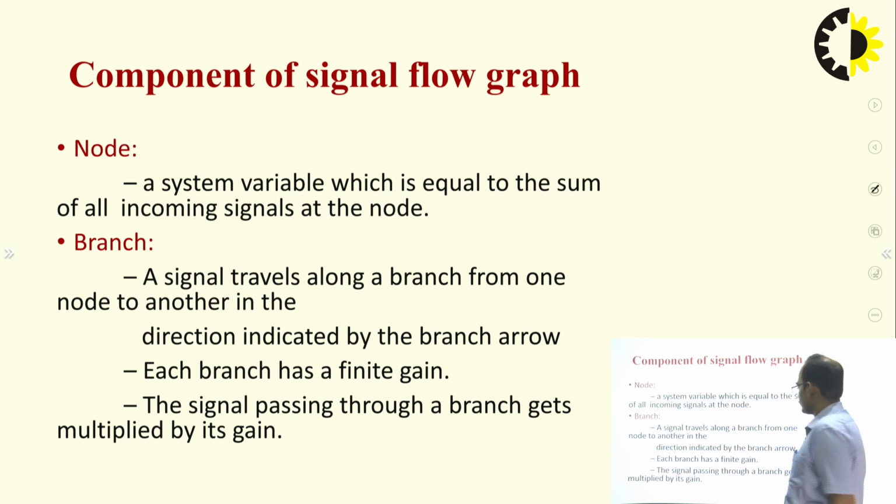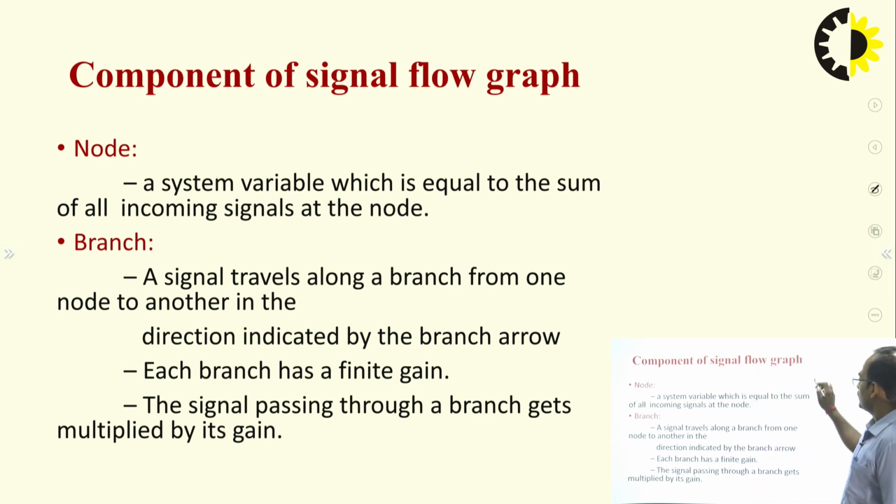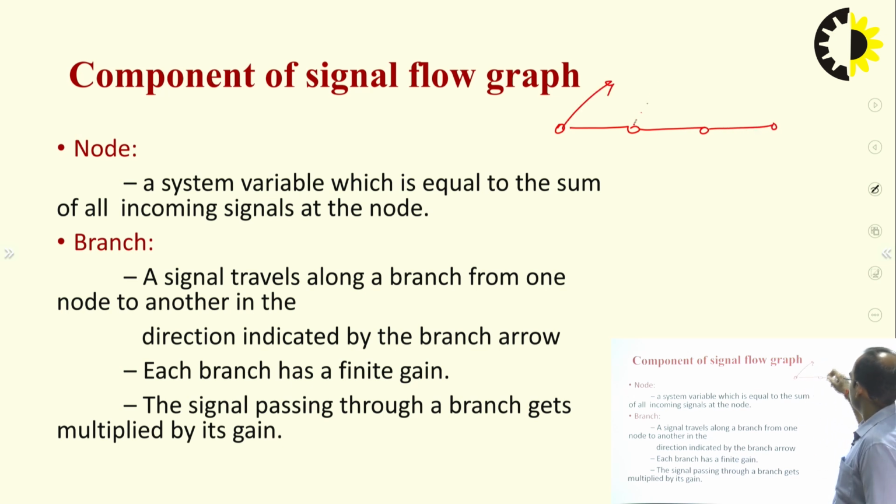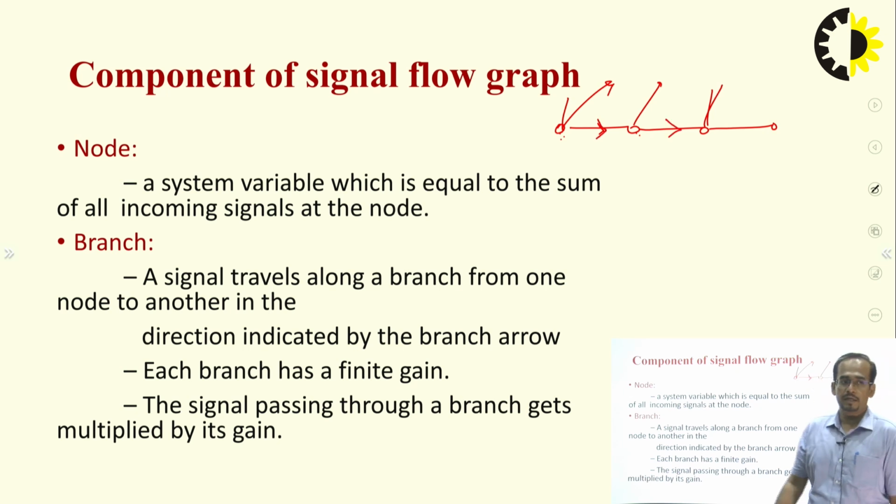Suppose a signal flow graph is given like this. This is called a node and this is called a branch. A signal travels from one node to another node and it is connected through a branch. So, there will be some gain of this branch, and if I want to get the transfer function between this and this node, then the gain of this branch and the gain of this branch will be multiplied.